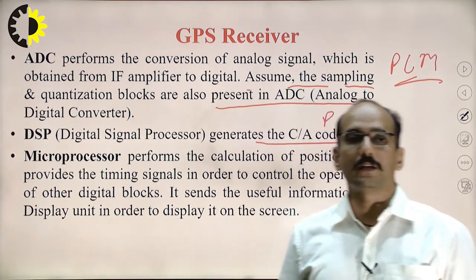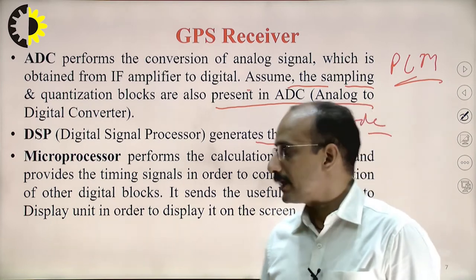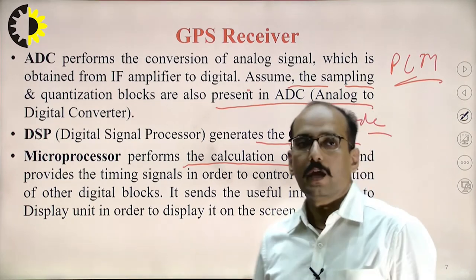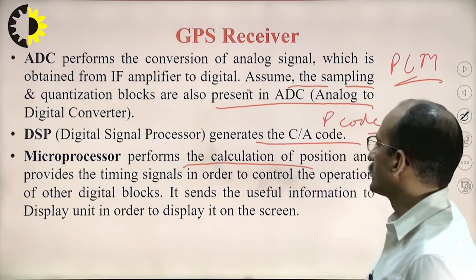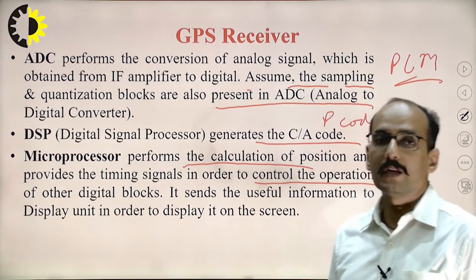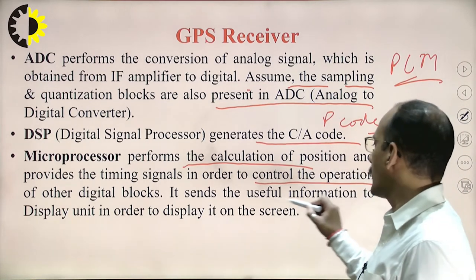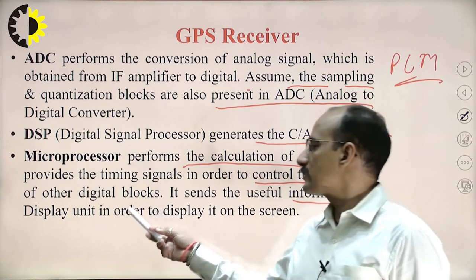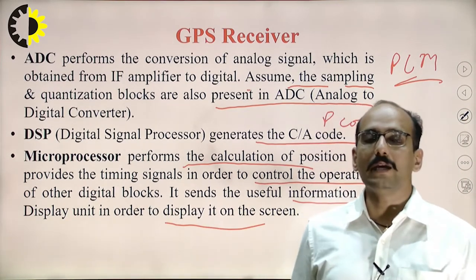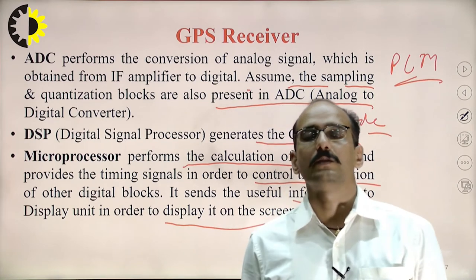Then there is a microprocessor. That microprocessor performs the calculation of position and provides the timing signals in order to control the operation of other digital blocks. It also sends the useful information to the display unit in order to display it on the screen. So combined, these things make a GPS receiver.